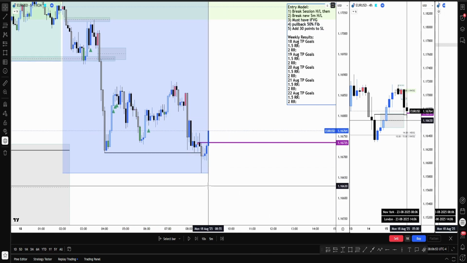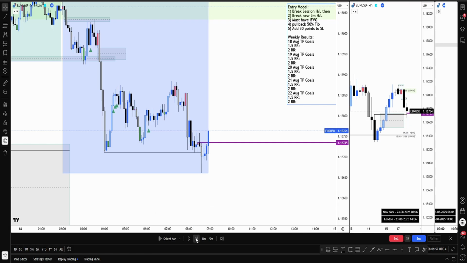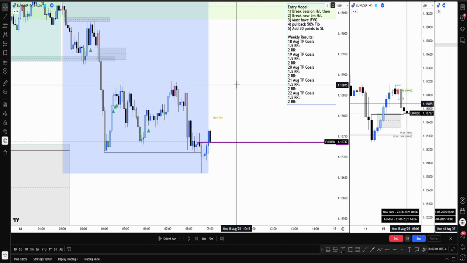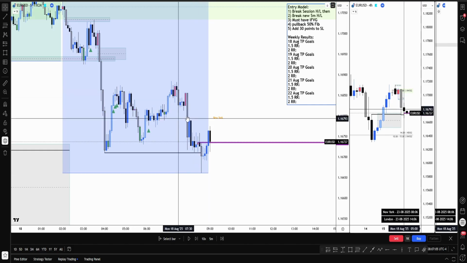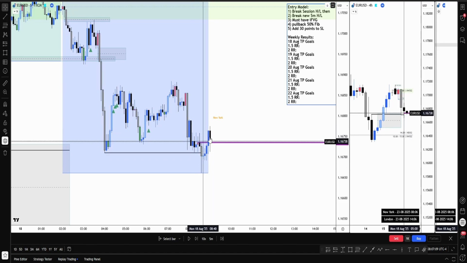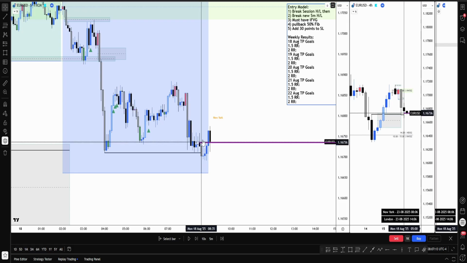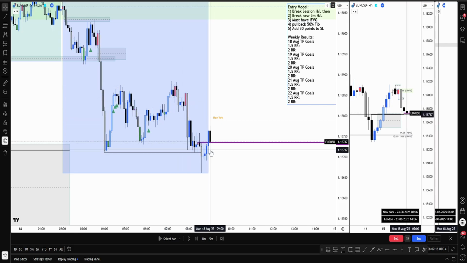But just bear with me. Just see, where are we right now? We are at the beginning of New York session, right? So what does this mean? This entry model is inside the New York session. And you entered inside the New York session. But no, the entry model is inside the London session, but the entry is inside the New York session.